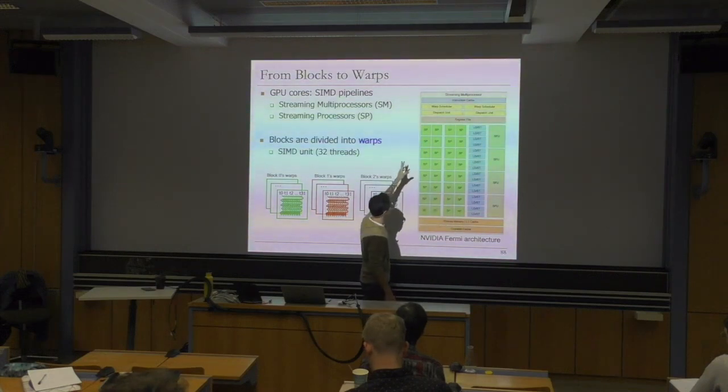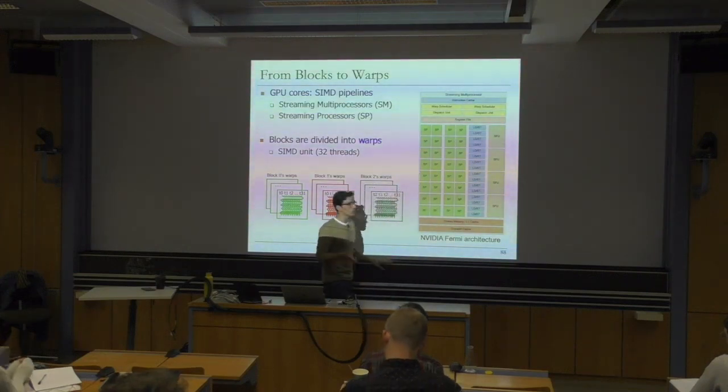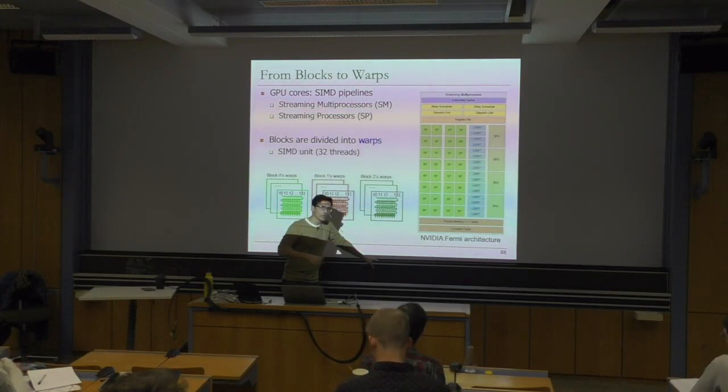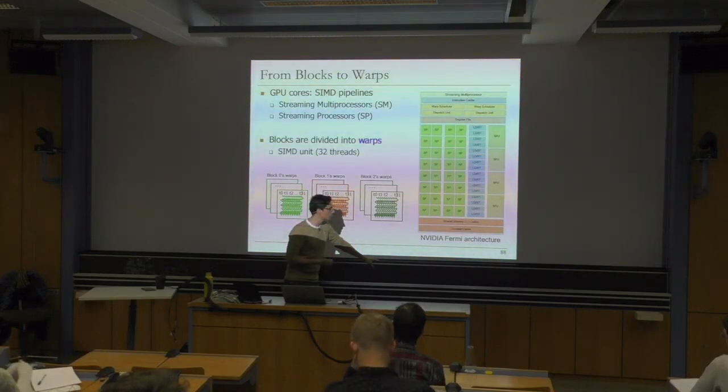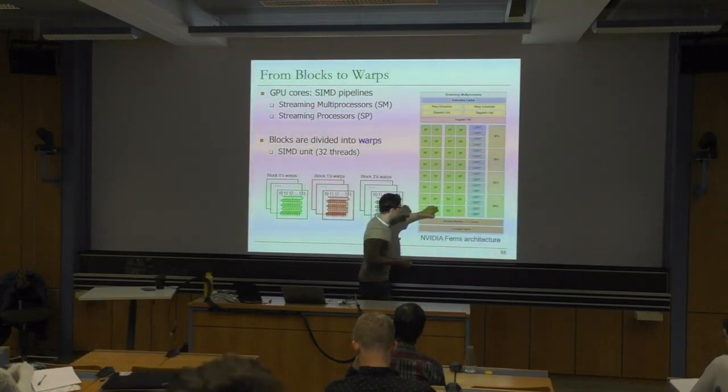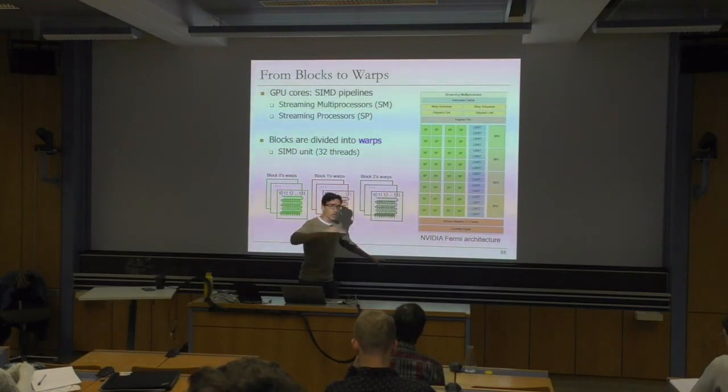You can take a look at the picture here and see the different elements that we have inside this streaming multiprocessor. And recall what we were saying before. GPUs are a mix of vector, array processors, and fine-grained multi-threading processors, right? Vector processors, why is that?